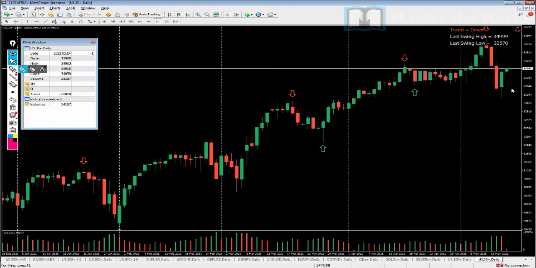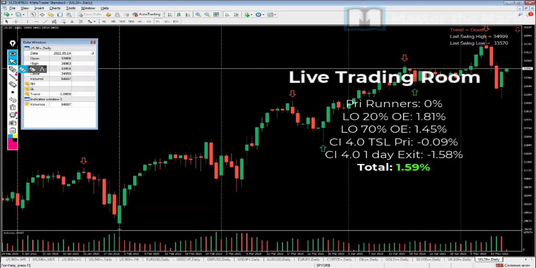Let's take a look at now the performance for this past week. For the live trading room, it was a very good week indeed. Primary runners, no trades taken for that strategy. Liftoff 3.0 with 20% open equity, we had a 1.81% net gain on the trades taken. Liftoff 3.0, 3.2 with 70% open equity, 1.45%. So both the liftoff strategies performed very well this week, over 3%.